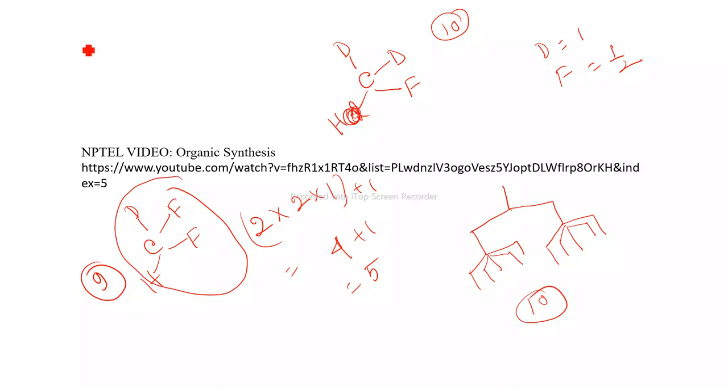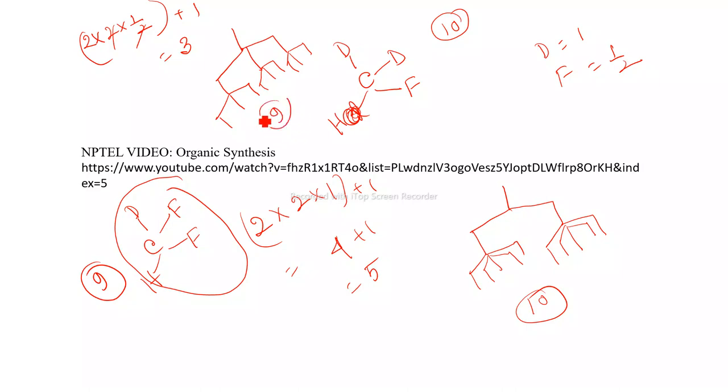Let's solve this. How many fluorine are there? Two fluorine. For fluorine, I value is half, so 2nI plus 1 is 2 times half plus 1, so 3. First it will split into 3 lines. Then how many deuterium are there? Only 1 deuterium, which again gives 3 lines. Each line splits into 3 lines, so 9 lines, correct. I hope you will solve this question next time in the exam.